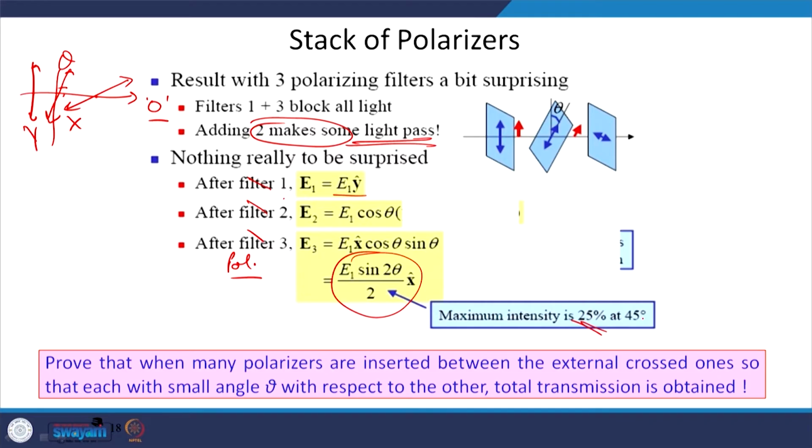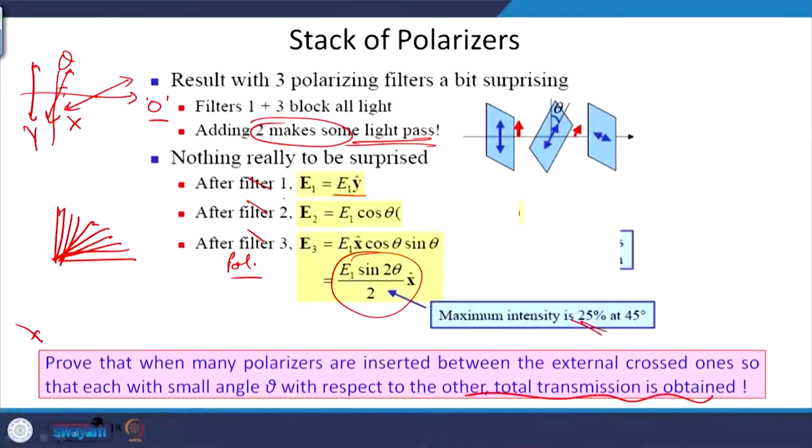Now, if you put many polarizers at small angles theta, theta, theta, gradually changing like this, from here to here, what will happen? Total transmission is obtained. So, I leave it to you to prove that. Prove that when many polarizers are inserted between the external crossed ones, each with small theta with respect to the other, the total transmission is obtained.